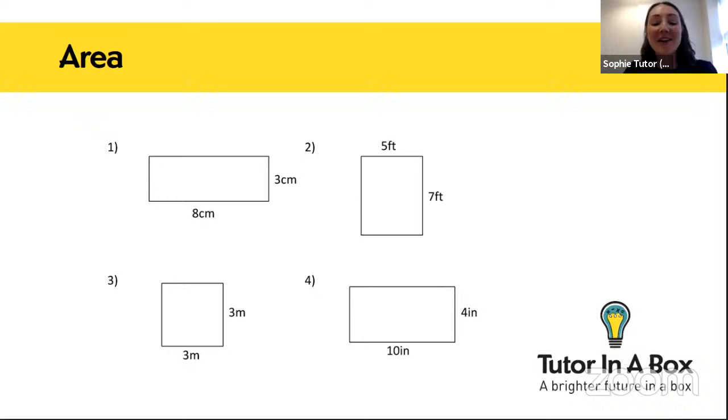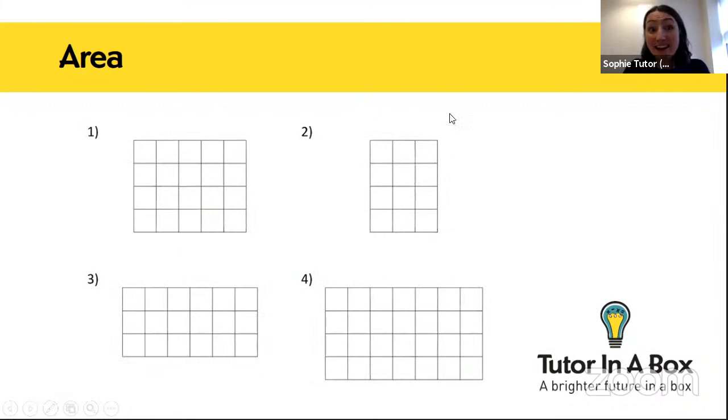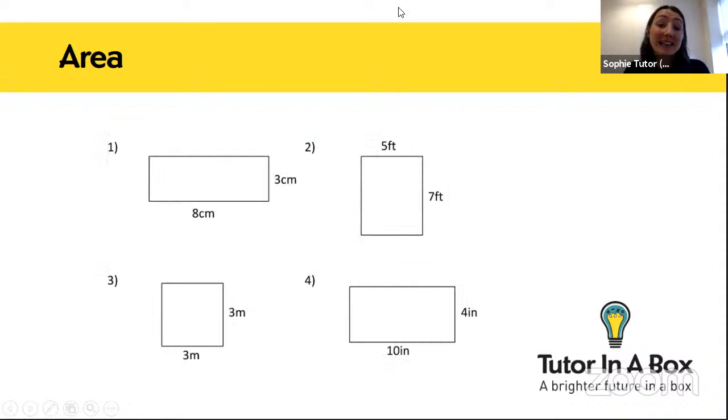Good, very good. Okay, so number 2, that was 35 feet squared. So that was 7 times 5. Number 3, that was 9 meters squared. We were doing 3 times 3. And then number 4 was 40 inches squared. And that was 10 inches by 4 inches. So remember, when we're doing a rectangle or a square, we can either count them up, as we did previously here, or if we don't have squares inside, we can times the length by the width.